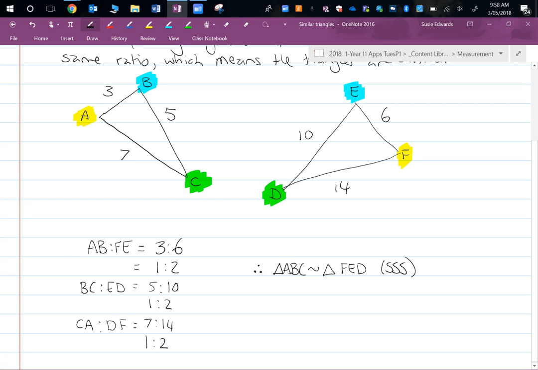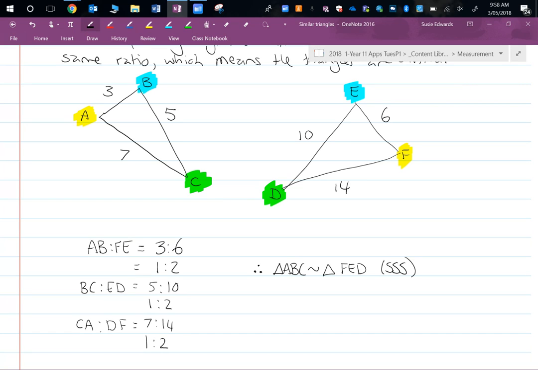Therefore, triangle ABC, similar to triangle FED, because all three sides are in the same ratio. So we don't have to know all the angles for these triangles to know that they are similar. But remember that in other shapes, 2D shapes, 3D shapes, other than triangles, you would need to check every side and every angle. It's just for triangles that these rules work.